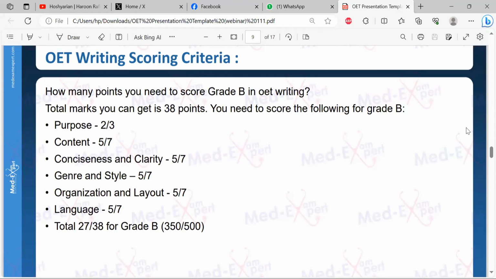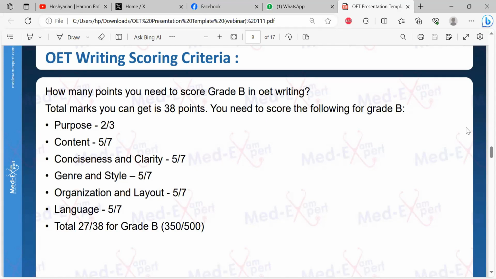I used to give them around 360 or 370 because their purpose is so wonderful. Anyhow, I'm not saying that other things are not being followed. Other things are followed, but these are just the satisfactory things. But I think that if the purpose of the letter is beautiful, and it has the information which must be in the purpose, I'm sure that you are going to get grade B.